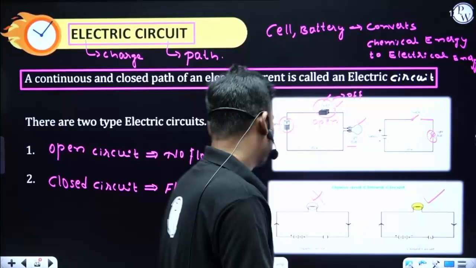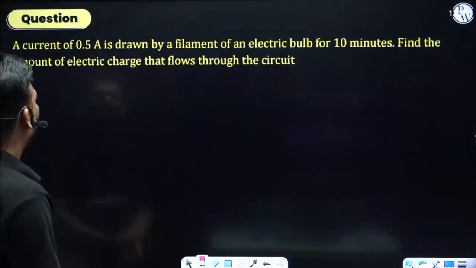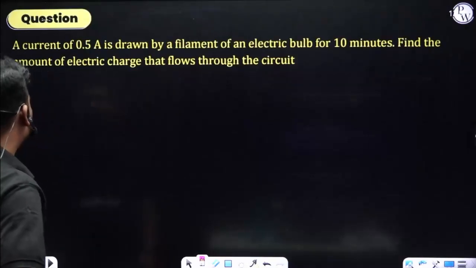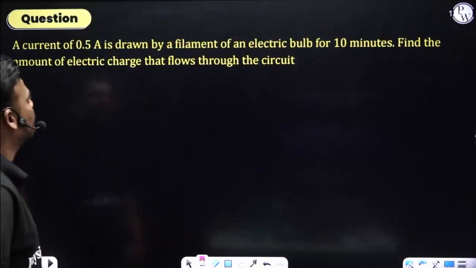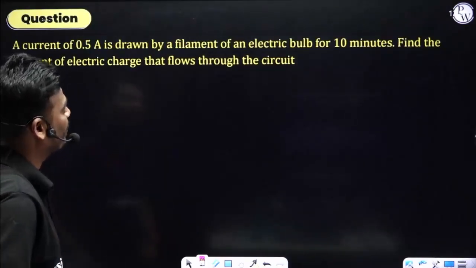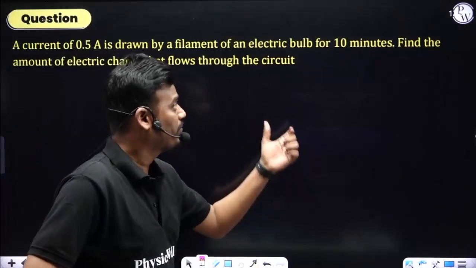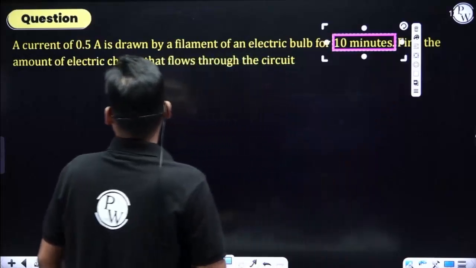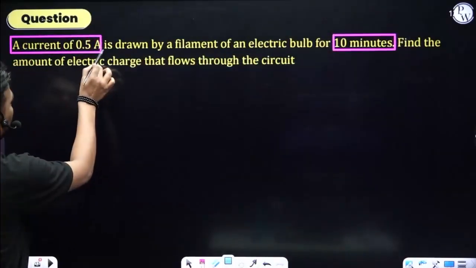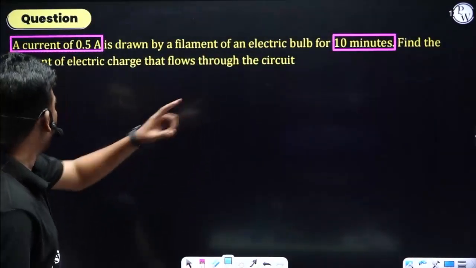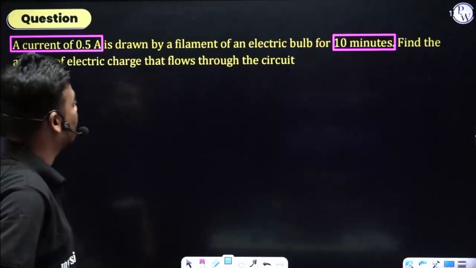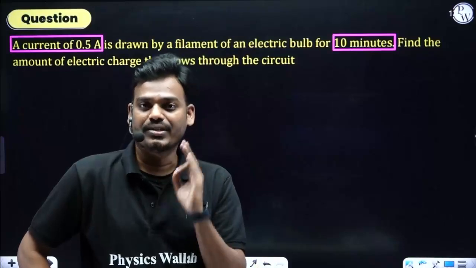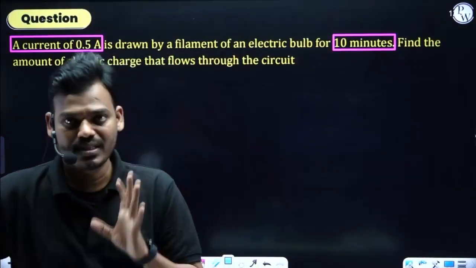Let's see the next one. Before that, here we have a simple numerical question. A current of 0.5 ampere is drawn by a filament of an electric bulb for 10 minutes. Here they have given a time also, and the current is 0.5 ampere. Find the amount of electric charge that flows through the circuit. So they are asking for the total charge.